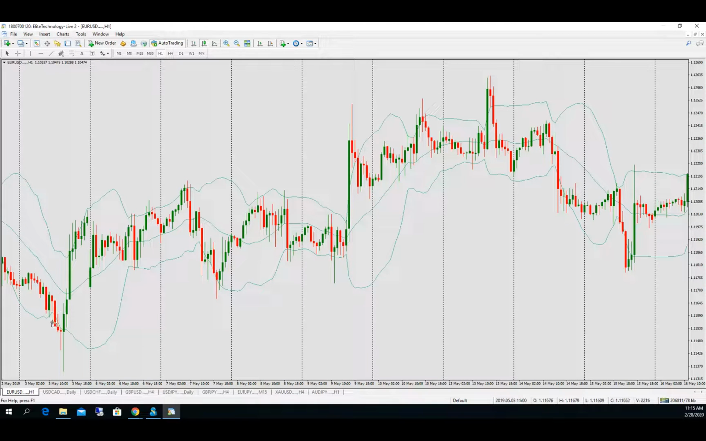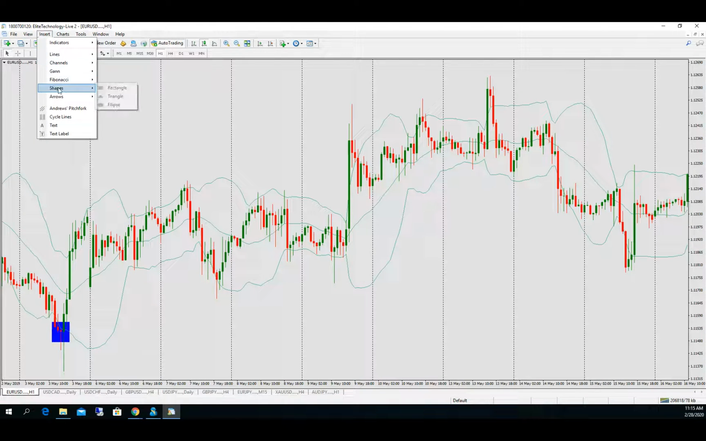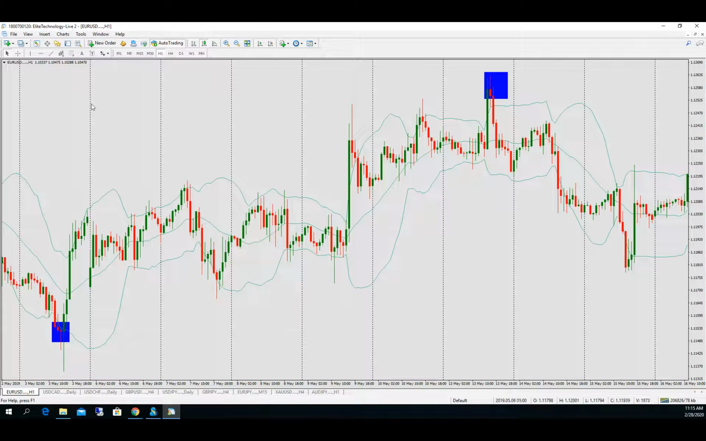All right, let's take this sample and this one. So let's start. The idea is to wait and find a candle whose entire body is outside of the Bollinger Band.